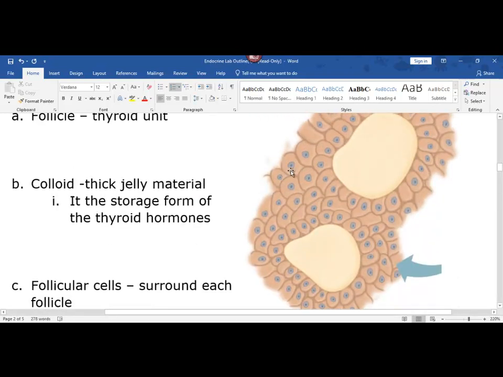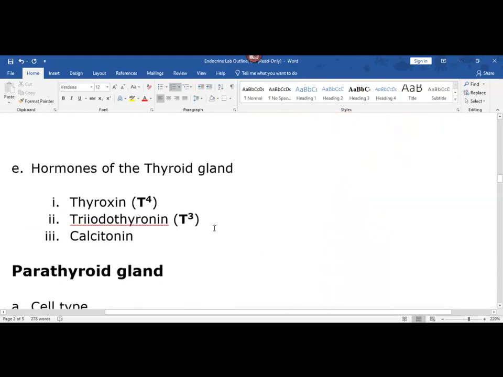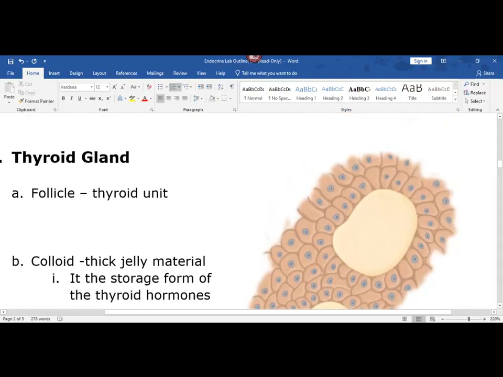Which would be like in this area over here. They're not associated with any kind of colloid or anything. And then there are three hormones produced by the thyroid gland. Thyroxine, triiodothyronine, and the T4 and the T3, the numbers represent the amount of iodine atoms found in these two. And then calcitonin, which is a calcium hormone. T3 and T4 help control metabolic rate, brain development, a lot of different functions. All right, so that's a thyroid.